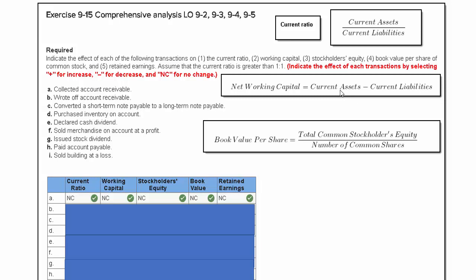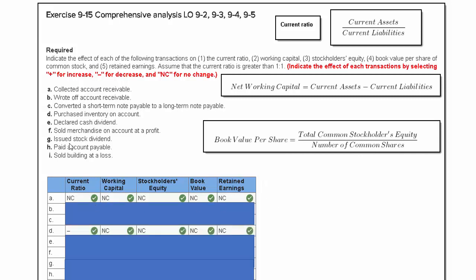Working capital, did current assets change? Nope, one went up, one went down, no effect on liabilities, so there's no change there. Collecting accounts receivable has no effect whatsoever on retained earnings or anything else in stockholders' equity, so we have no effect there, right? And it doesn't change the common stockholders' equity, it doesn't change the number of common shares, so there's no change there as well.